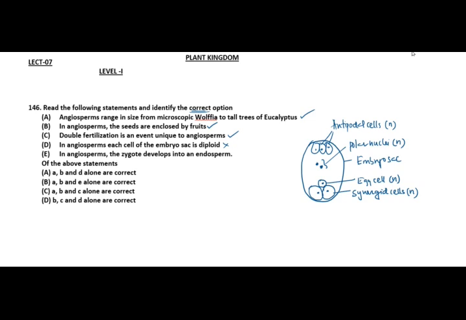In angiosperms, the zygote develops into an endosperm. This is also wrong. Zygote will not develop into endosperm; it will develop into embryo. So options A, B, C are right statements. So A, B, C alone are correct, and option C is the right answer. So with this, I will end today's session. In the next session, we will see questions from level 2 and level 3.